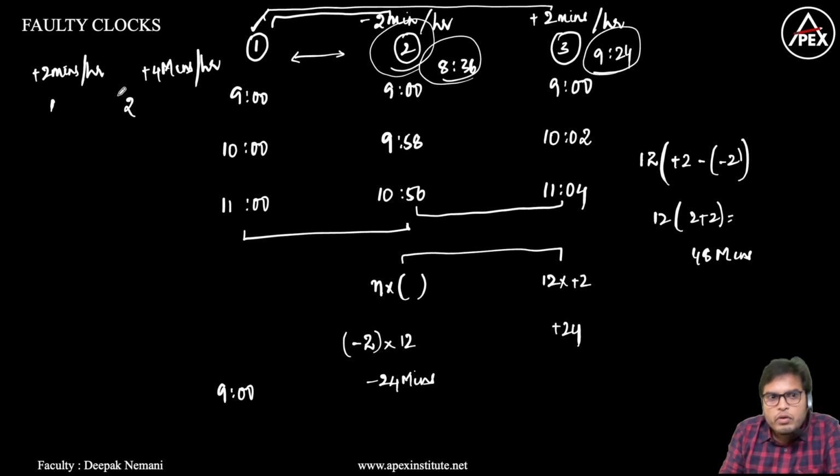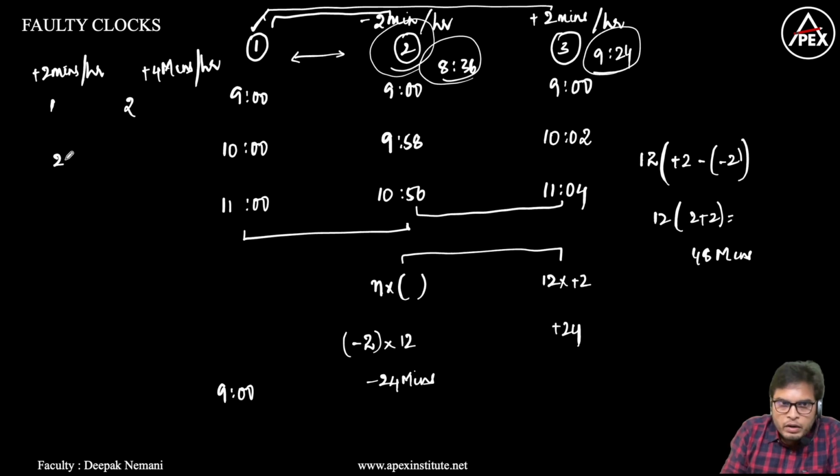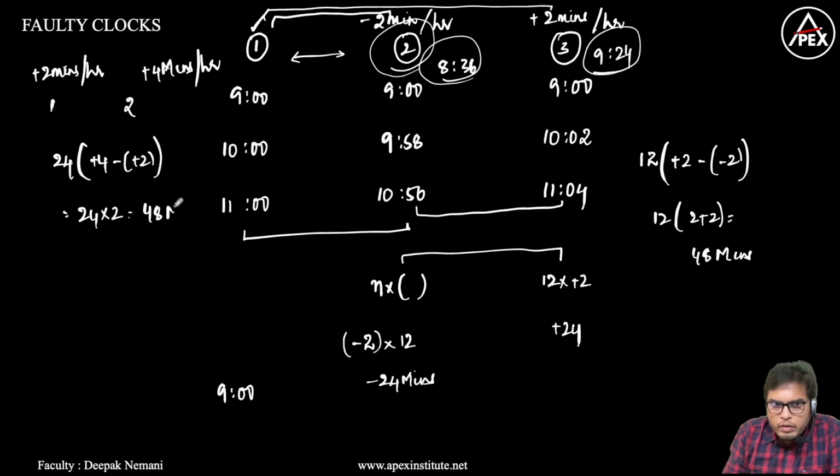Now if you are asked to find the time difference between the times in these two clocks after 24 hours, that would be 24 into the difference between these two, plus 4 minus of plus 2, which is nothing but 24 into 2, again 48 minutes.